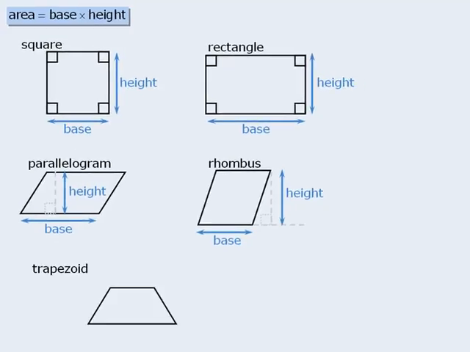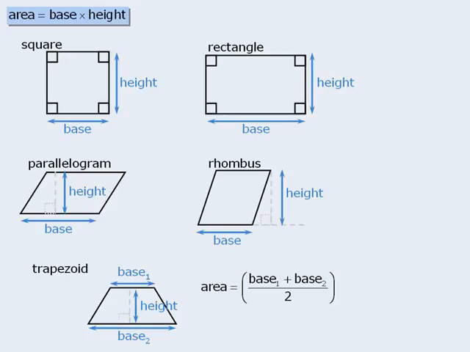Finally, to find the area of a trapezoid, we will still multiply the base times the height. Now finding the height is no problem. It will be the distance between the two parallel sides. However, it appears that either one of the parallel sides could be the base here. So which one do we use? The answer is both. If we call one side base 1 and the other side base 2, then the formula for the area of a trapezoid will be (base 1 plus base 2) divided by 2, times the height.